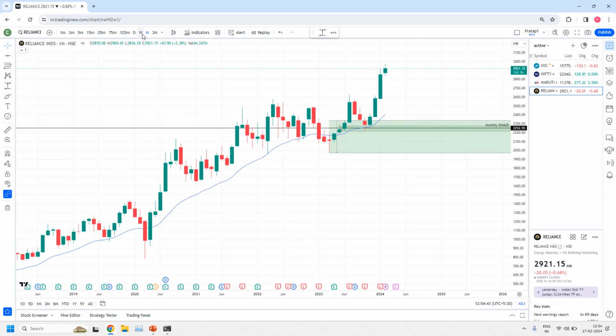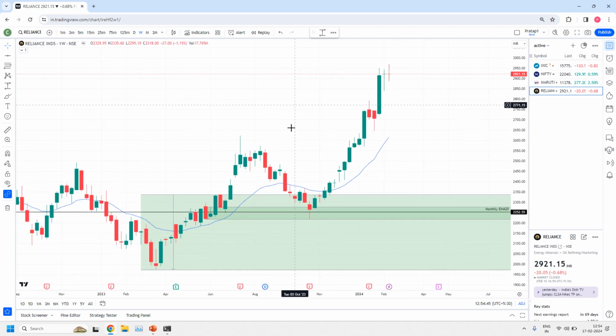Okay. Now let me go to the weekly. So exactly at a weekly zone, there is a confluence. This weekly demand zone is also a valid demand zone, because this weekly demand zone is also having confluence of monthly EMA. So two conditions satisfied. One is monthly zone is having monthly EMA confluence. Now weekly zone is also having monthly EMA confluence.